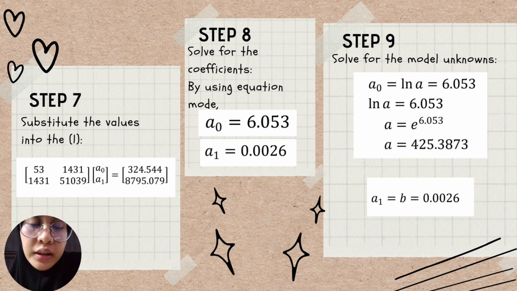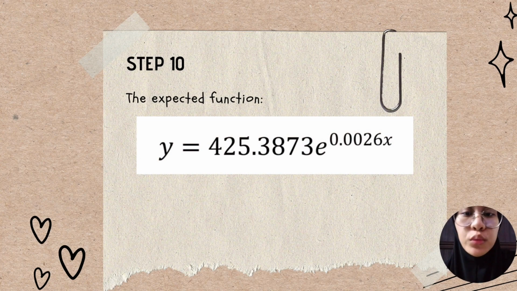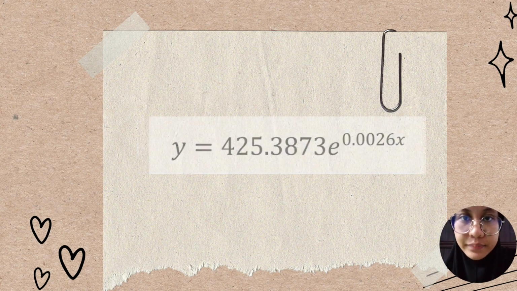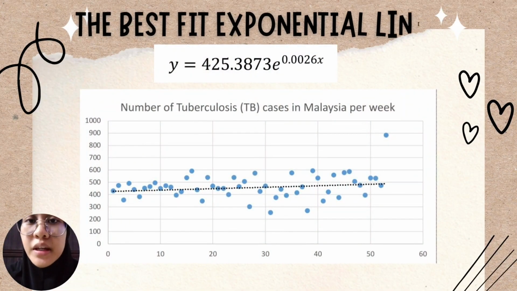Step 9, we need to solve for the model unknowns. From here, we can get a0 equal to ln a equal to 6.053, so a will be 425.3873. Meanwhile, a1 equal to b, which is equal to 0.0026. Step 10, the expected function that we get by using the values of a and b from step 9 is y equal to 425.3873 e to the power of 0.0026x. So this is the graph for the exponential function. This is the best fit exponential line.